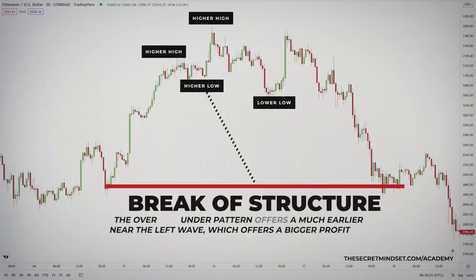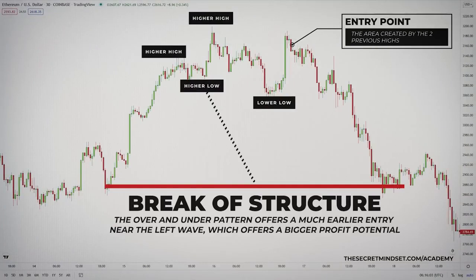The second major difference between the two reversal patterns is the entry point. Usually, the point of entry for the head and shoulders pattern is the break of the neckline, but with the over and under pattern, we look for a much earlier entry near the left wave, which offers a bigger profit potential. We'll talk about this later.